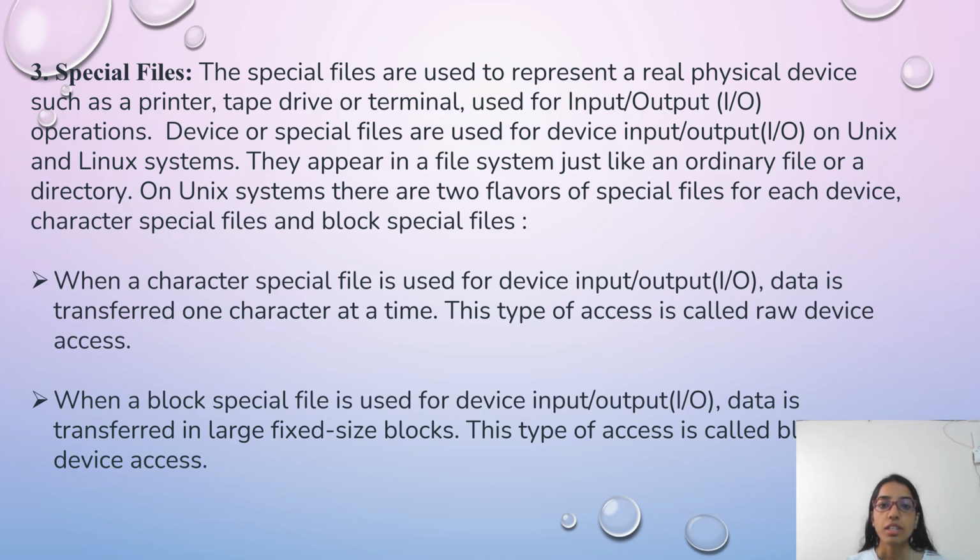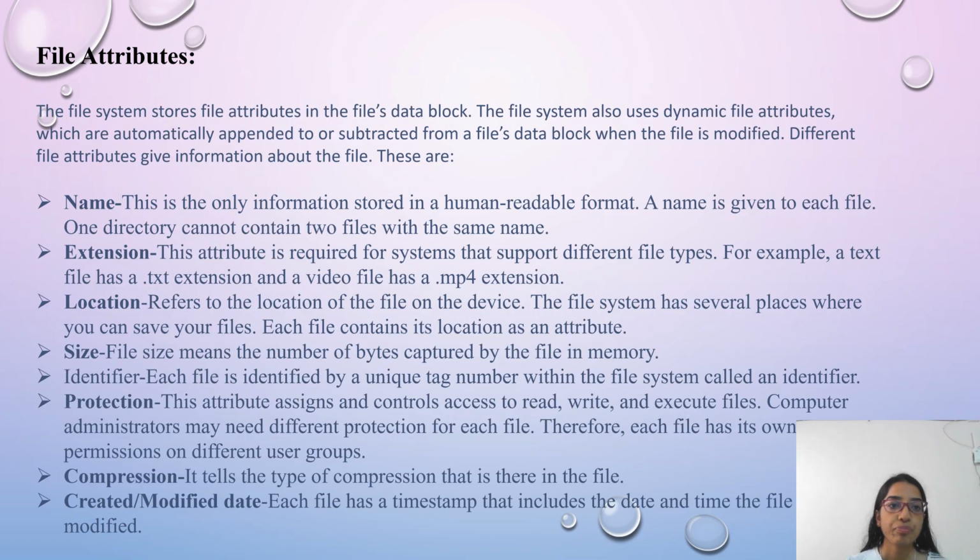On Unix systems, there are two flavors of special files for each device, character special files and block special files. When a character special file is used for device input-output, data is transferred one character at a time. This type of access is called raw device access. When a block special file is used for device input-output, data is transferred in large fixed size blocks. This type of access is called block device access.